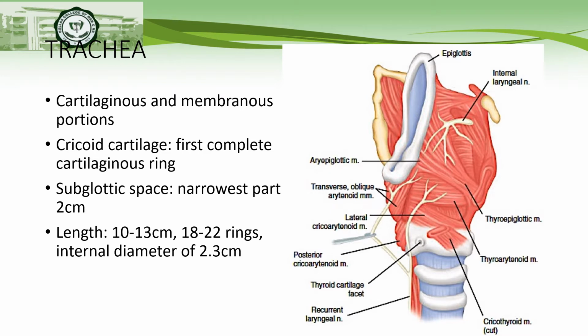The trachea is composed of cartilaginous and membranous portions, beginning with the cricoid cartilage, which is the first complete cartilaginous ring of the airway. The subglottic space is the narrowest part of the trachea, with an internal diameter of 2 centimeters. The rest of the trachea measures 10 to 13 centimeters long, with 18 to 22 rings and an internal diameter of 2.3 centimeters.